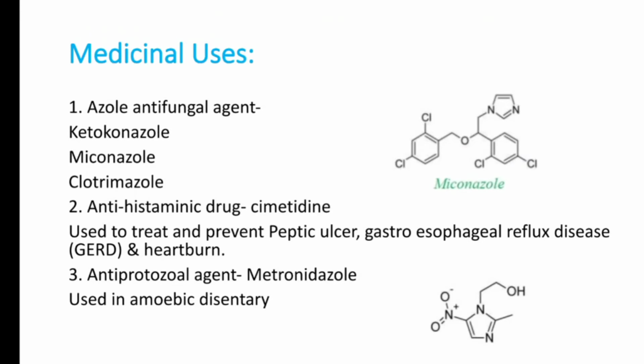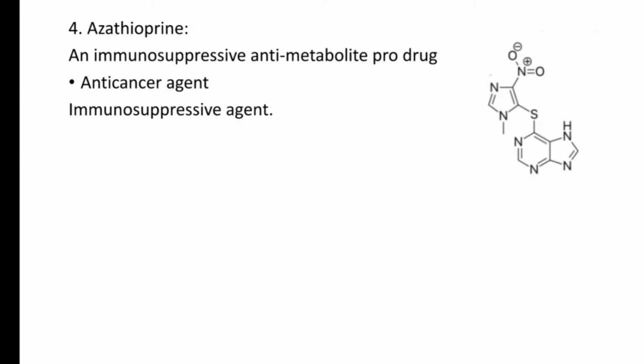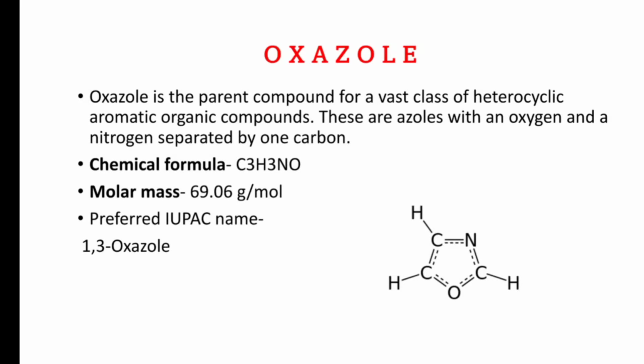Third one is the antiprotozoal agent that is used in amoebic dysentery. Fourth one is the azathioprine. So it is the immunosuppressive anti-metabolite prodrug and anti-cancer agent, that is an immunosuppressive agent.